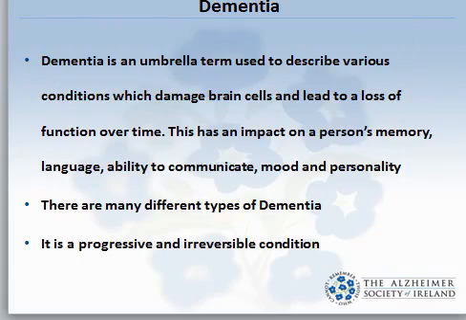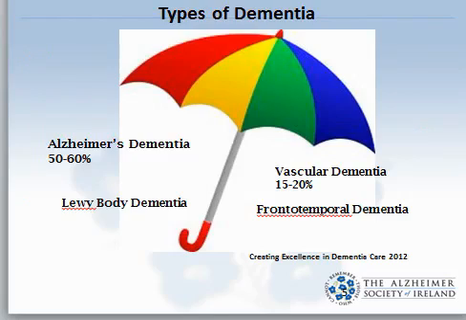In terms of a definition for dementia, just to go over what we've said before, dementia is an umbrella term used to describe various conditions which damage brain cells and lead to a loss of function over time. This has an impact on the person's memory, language, ability to communicate, mood and personality. And as we've seen, there are many different types of dementia. Dementia is a progressive and unfortunately irreversible condition. So, as I said, dementia will vary from person to person, and it will vary depending on the type of dementia that person has. So let's look at some statistics regarding dementia in Ireland.